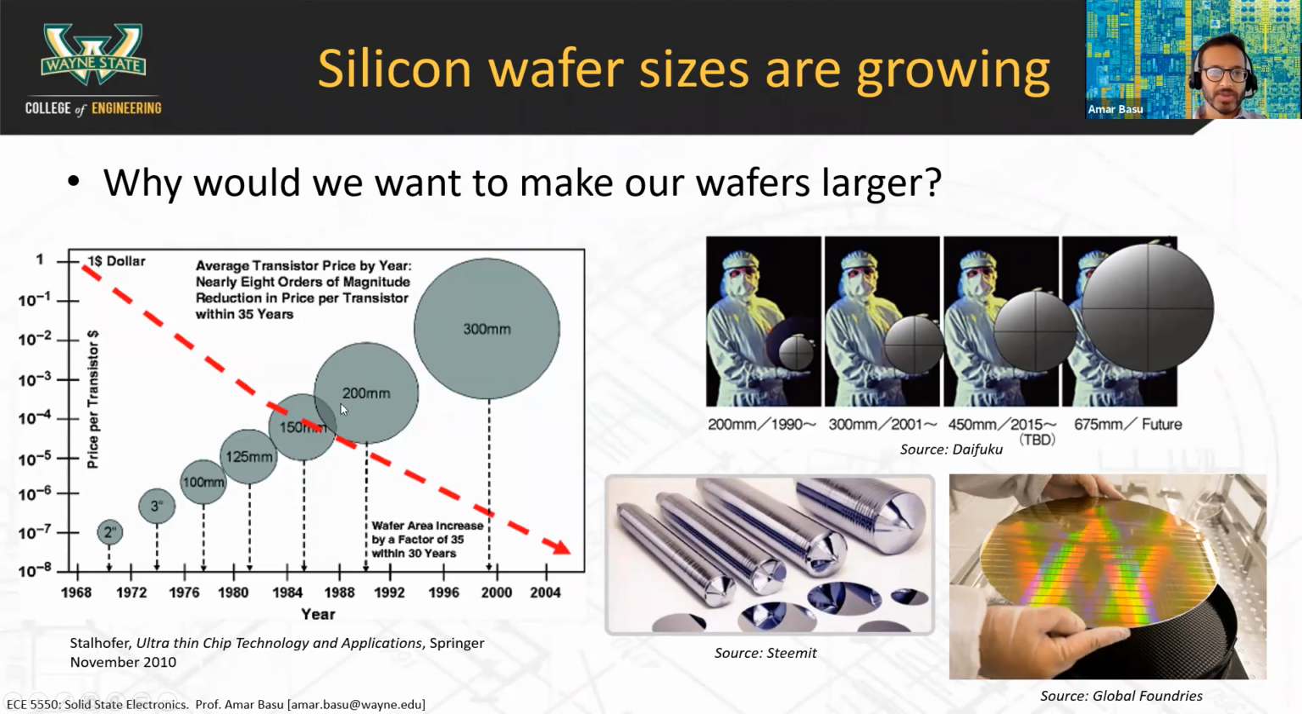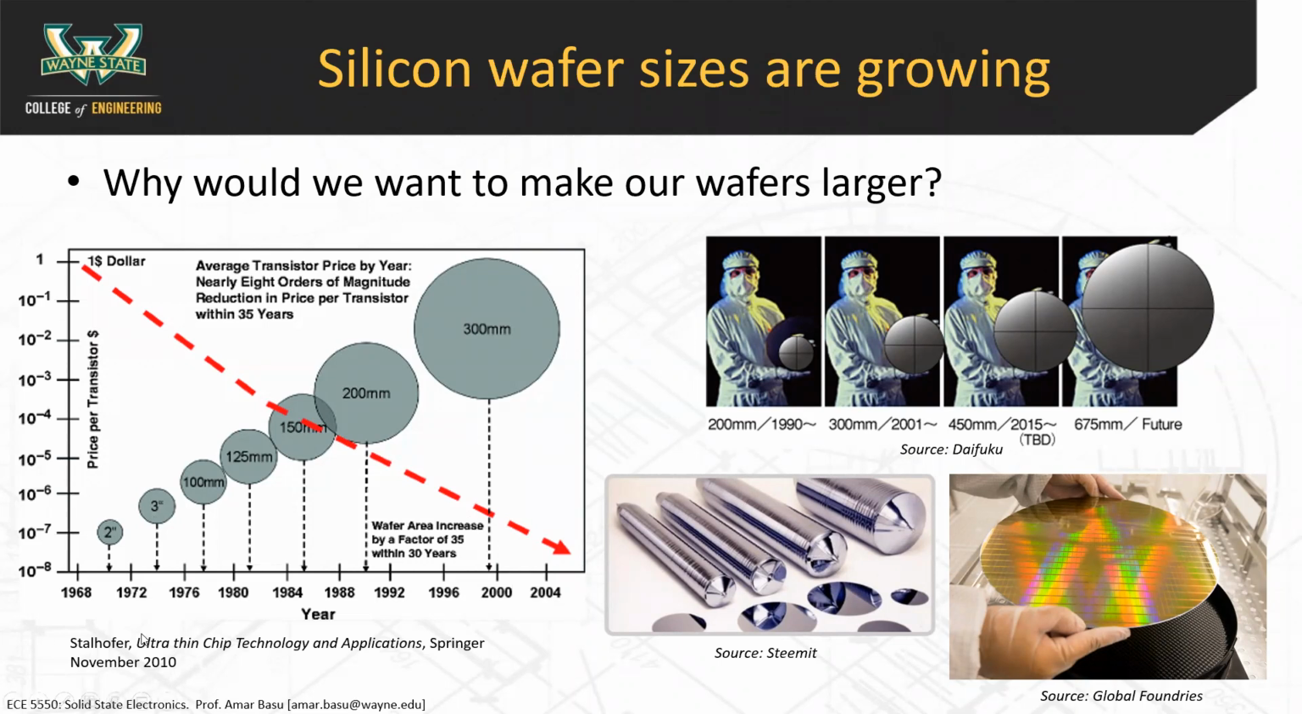So this chart is showing this trend over the last several decades. Bigger and bigger wafers. Maybe we've gotten better at making them. Yep, absolutely. So Clayton said that we've gotten better at making them. Absolutely, that's one of the reasons.